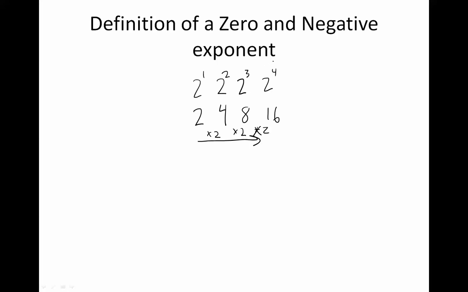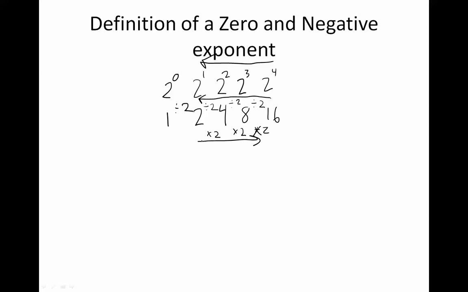Now, we can go in the opposite direction as well. And when I go the opposite direction, notice that as I go left, I'm in fact dividing by 2 to get that number. So 16 divided by 2 is 8. 8 divided by 2 is 4. 4 divided by 2 is 2. Now we can continue that pattern, and that will tell us what the zero property is. So if I take 2 divided by 2, I get 1, because 2 goes into 2 one time.